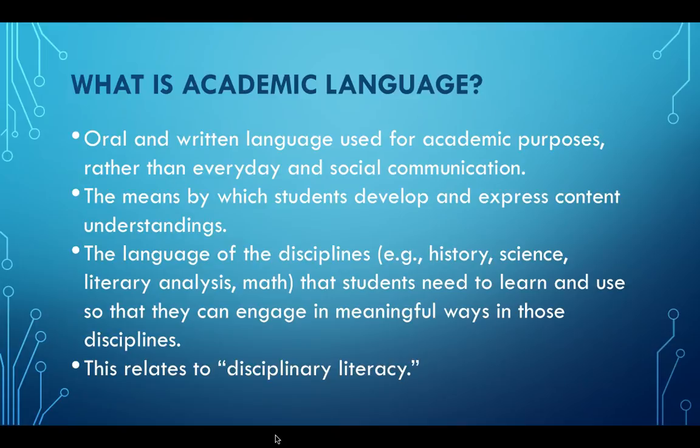So it also refers to the means by which students develop and express content area understandings, as well as the language of specific disciplines. So the language of history and the language that scientists use is very different from the language of literary analysis or the language of math. And students need to know the language of these specific disciplines in order to learn and use them and engage in meaningful ways in those content areas. So another way of thinking about academic language is that it's very closely related to disciplinary literacy.